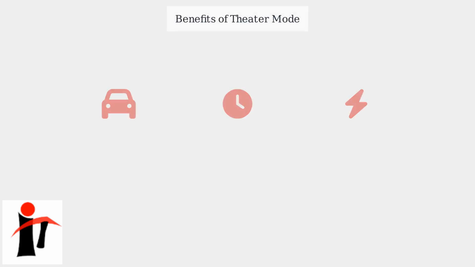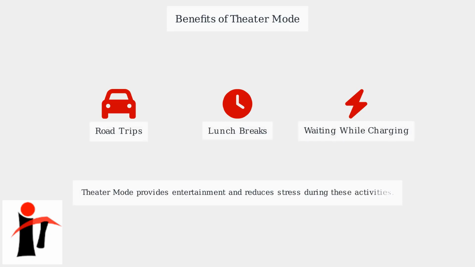Theater mode offers numerous benefits for Tesla Model Y owners. It's perfect for road trips, where it can entertain passengers and reduce travel stress. During lunch breaks in parking lots, it creates a relaxing mobile lounge. And while waiting during charging sessions, it provides convenient entertainment without leaving the vehicle.